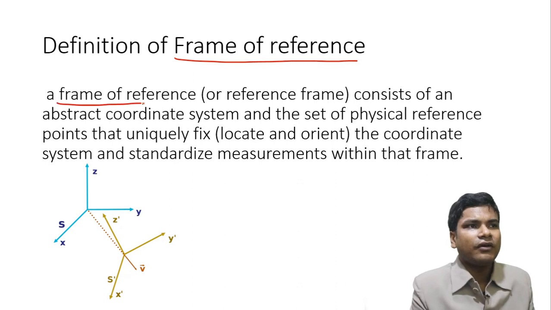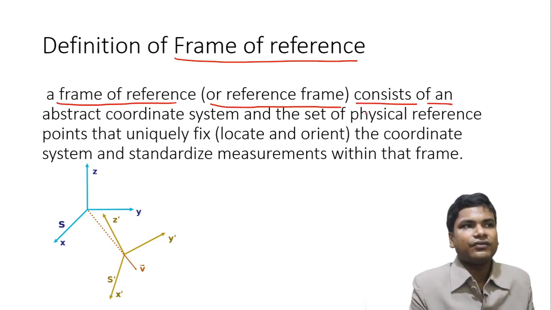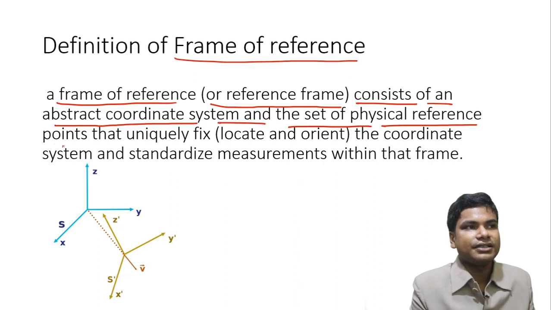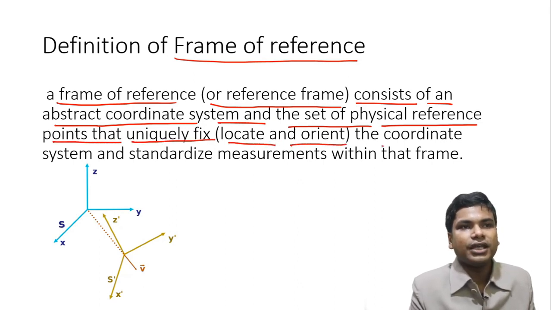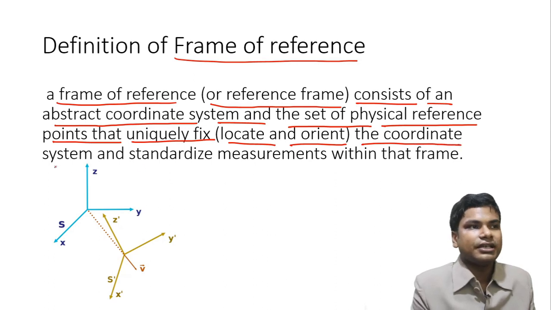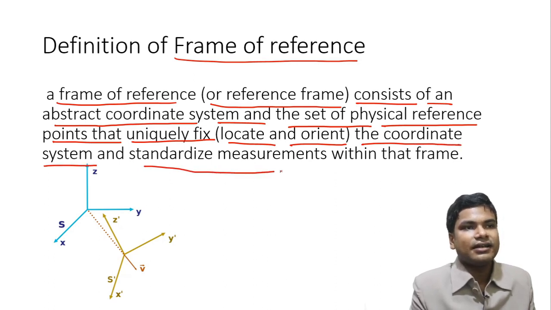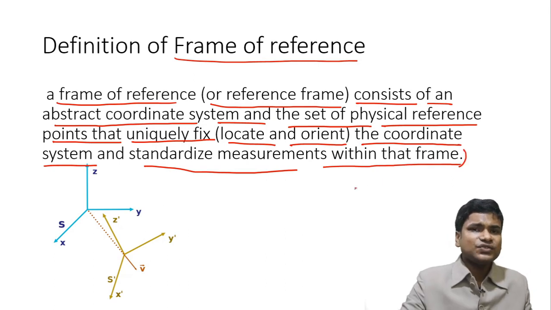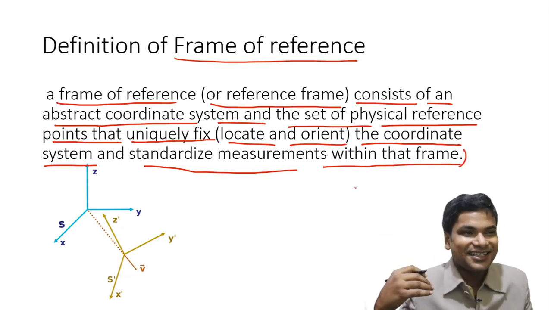A frame of reference or a reference frame consists of an abstract coordinate system and a set of physical reference points that uniquely fix, locate and orient the coordinate system and sense standardized measurement within that frame. Now what is the meaning of this?